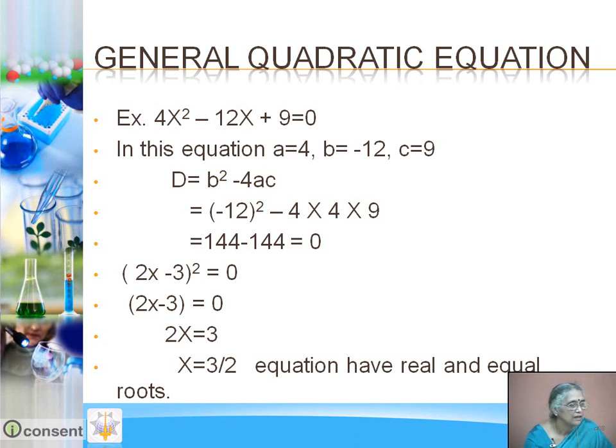Which are they? LHS of the given equation is twice x minus 3 bracket square, which is equal to 0. So twice x is equal to 3 and x is equal to 3 by 2. So the roots of this equation are 3 by 2 and 3 by 2, that means the roots are equal or roots are coincident.